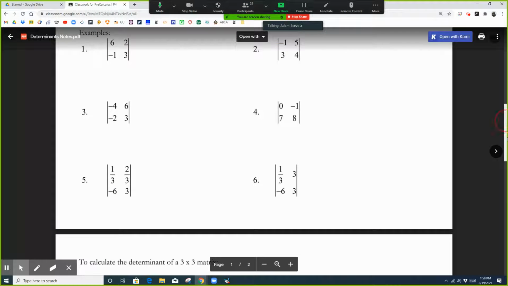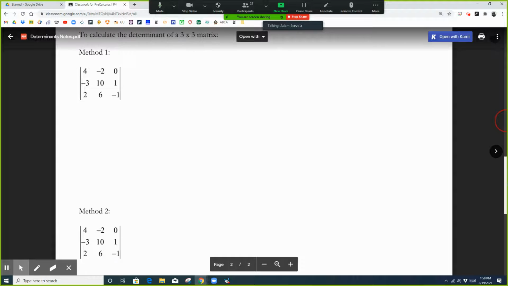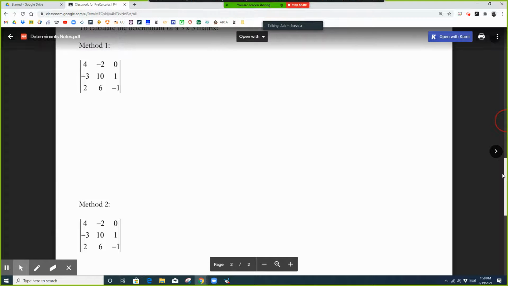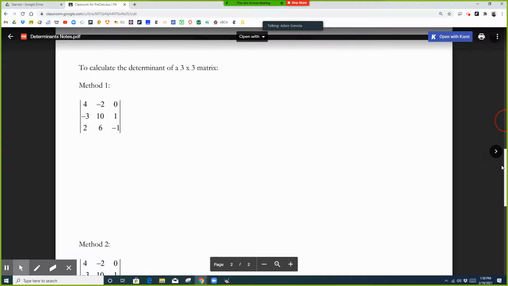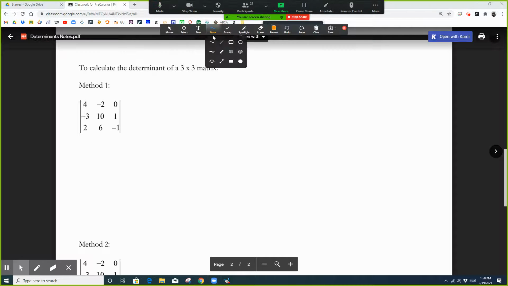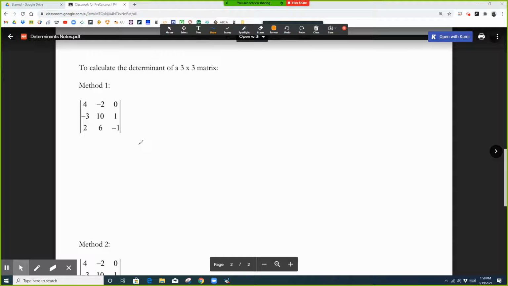All right, now for a 3 by 3. There are 2 different ways you can do it. As long as you can do it by hand, either one of these ways, I don't mind. And I guess I'll just start with the more straightforward way.